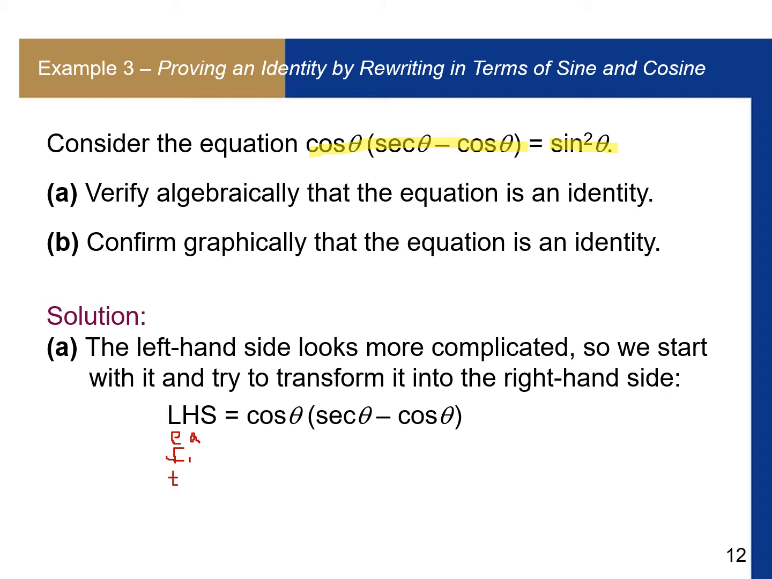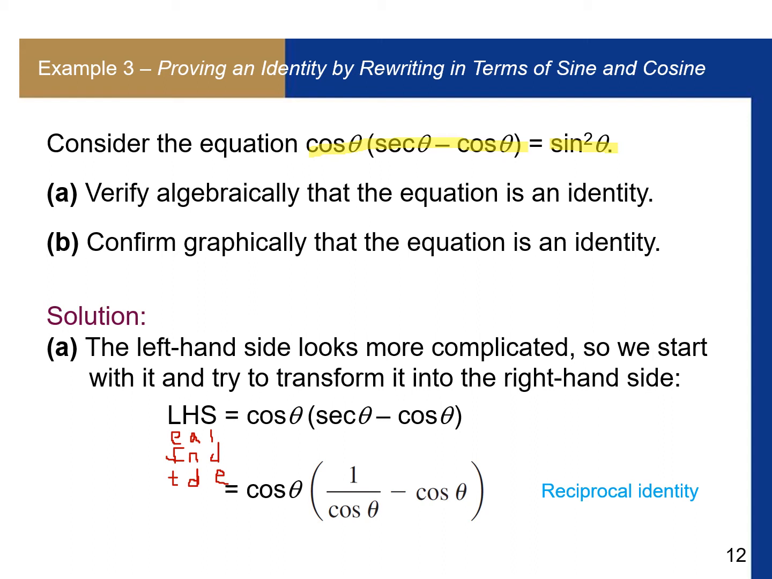Okay, so I want to see if I can change cosine times secant minus cosine to be sine squared theta. Again, this LHS just means left-hand side. So I'm going to change secant to be 1 over cosine. Again, this is a strategy that you can use. You don't have to use this strategy right away, but a lot of times changing everything into sine and cosine will make things a lot clearer when we're looking at identities.